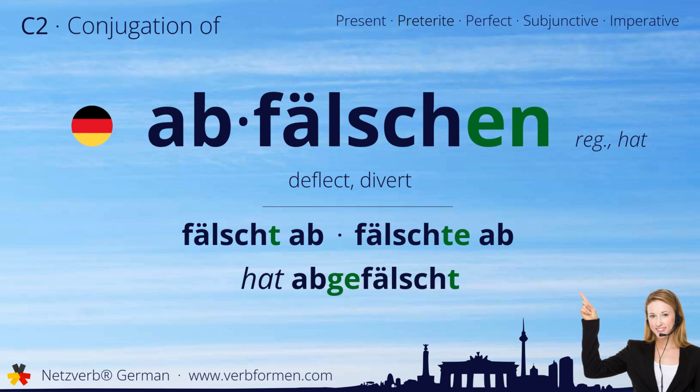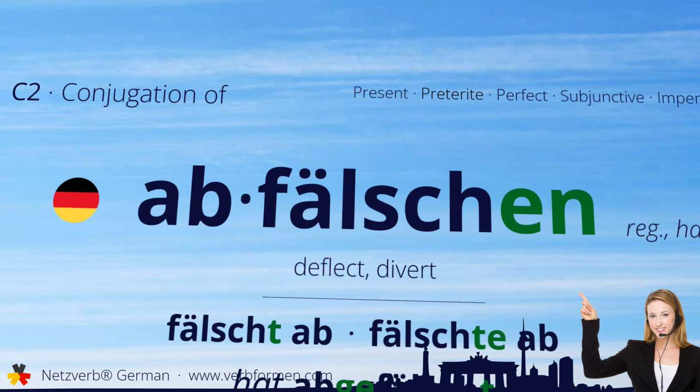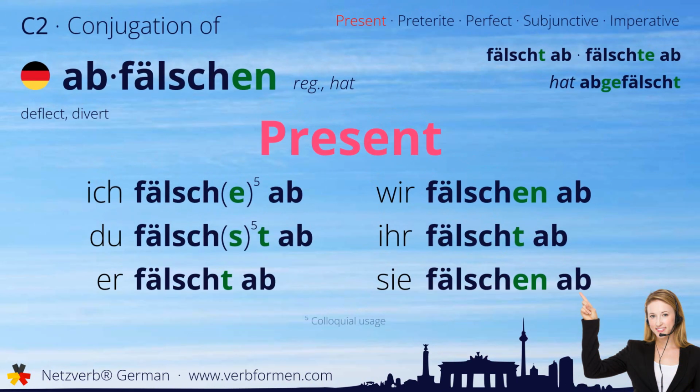Now let's move on to the tenses. First, we'll take a look at the present tense. Ich fälsche ab. Du fälschst ab. Er fälscht ab. Wir fälschen ab. Ihr fälscht ab. Sie fälschen ab.